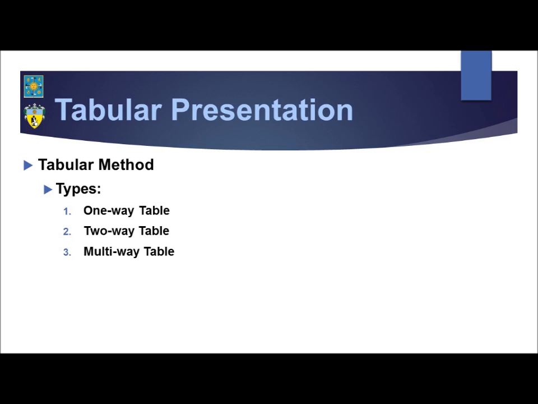Aside from classifying the tables into masters or dummy table, we can also classify them based on the number of variables that they present. If the table only presents one variable, then this is an example of a one-way table. If it presents two variables, basically we call it as a two-way or a contingency table. If on the other hand it presents more than two variables, then we call that table as a multi-way table.